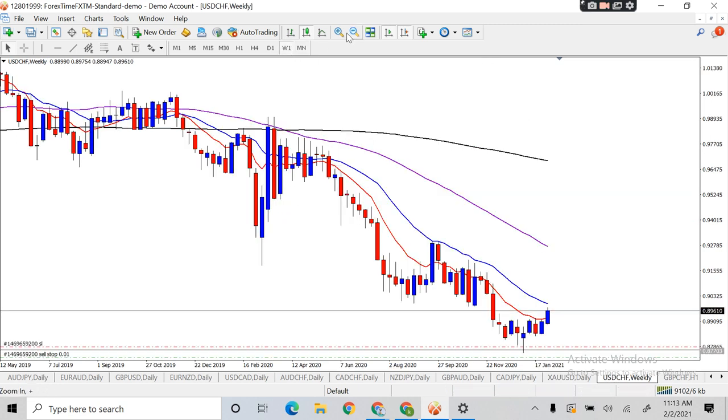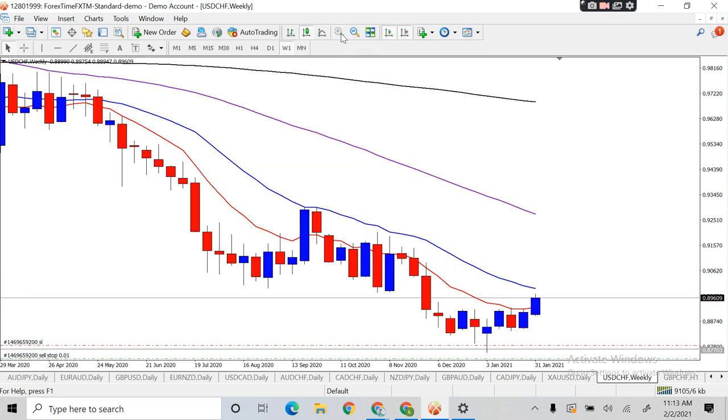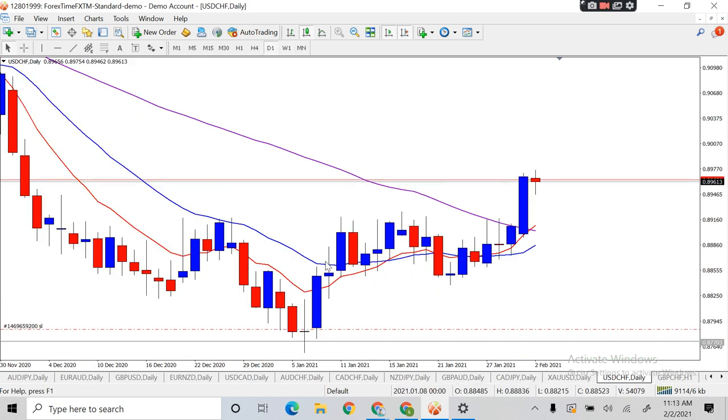On the weekly, you can see that the buy has been going on for a while now. So I'll be looking for buying opportunities in this pair. Going to the daily time frame, I think it has bought for how many days now? For the past 1, 2, 3, 4, 5, 6, 7 days, it has been buying with pullbacks, which are depicted by red candles.